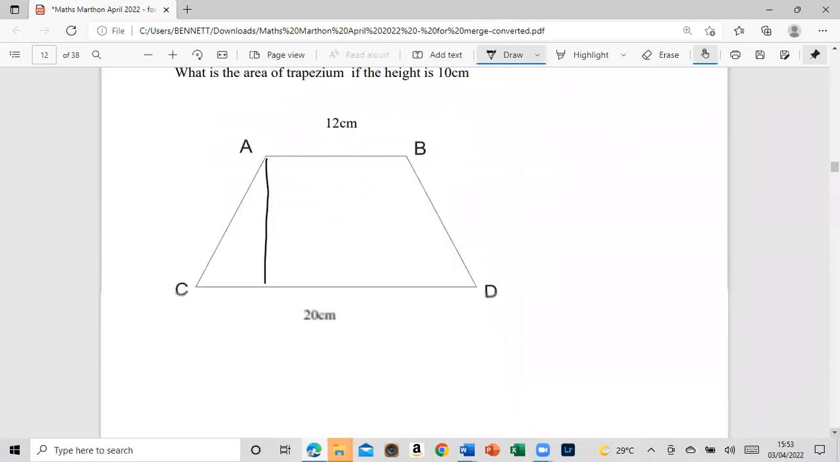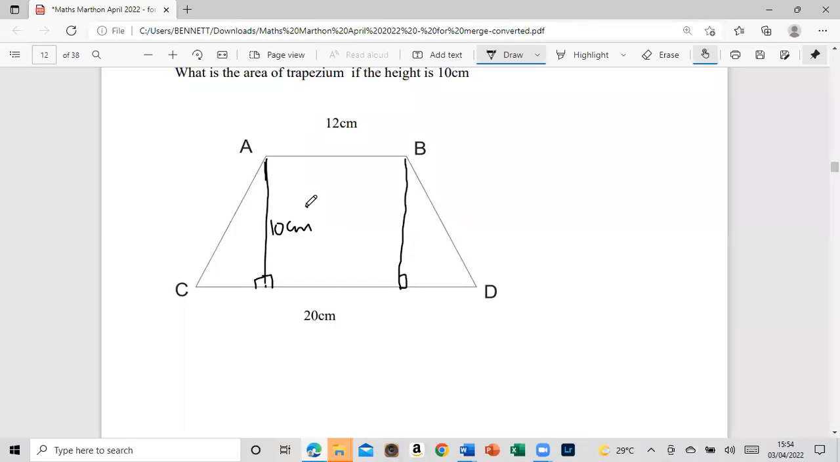What about this one? What is the area of this trapezium if the height is 10? What will be the area for this? If you notice, what are the three shapes here? A triangle, a rectangle, and a triangle.